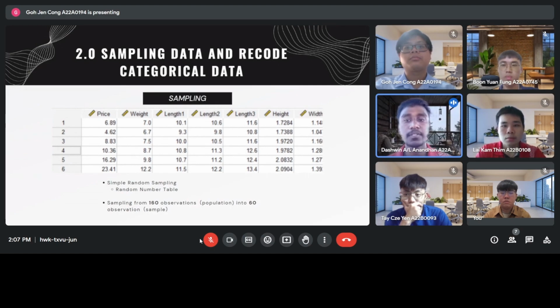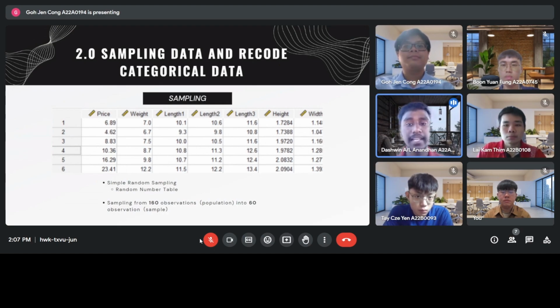For our analysis, we focused on various quantitative variables related to fish characteristics. These variables included number one, sales price for each fish; number two, weight, the weight of the fish in grams; number three, length 1, the vertical length of the fish in centimeters; number 4, length 2, the diagonal length of the fish in centimeters; number 5, length 3, the cross length of the fish in centimeters; number 6, height, the height of the fish in centimeters; and number 7, width, the diagonal width of the fish in centimeters.